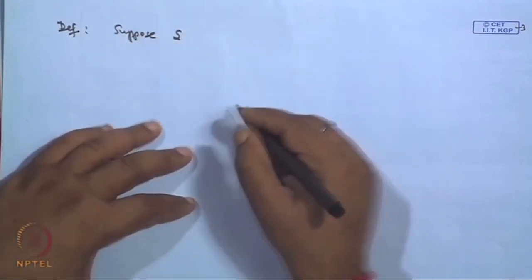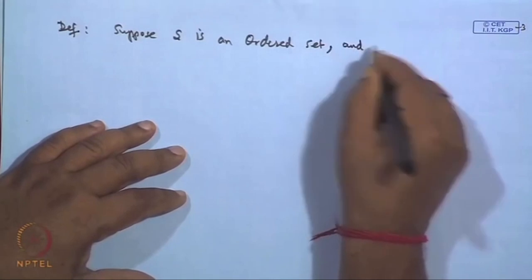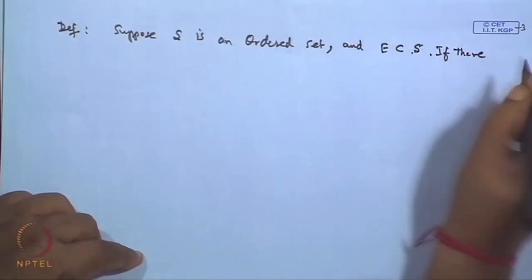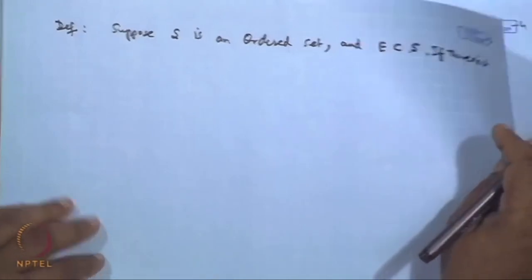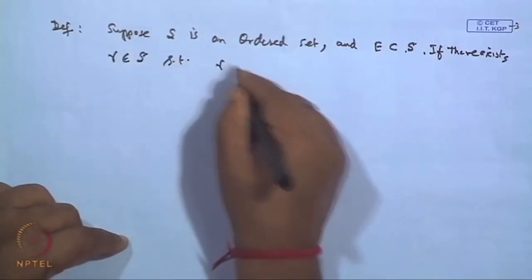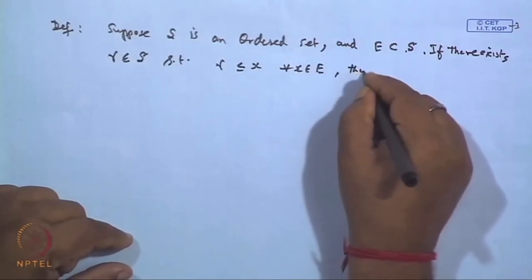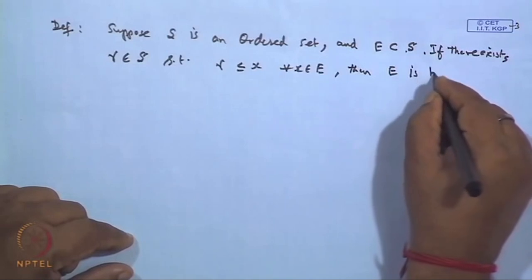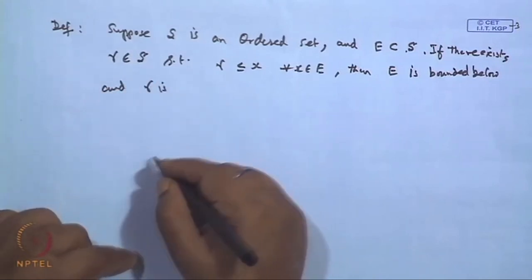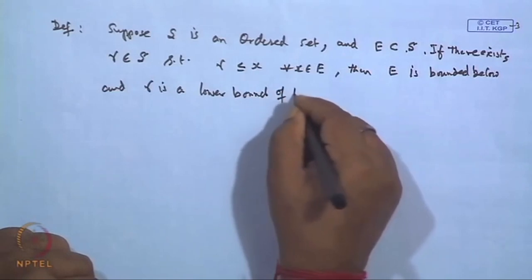Suppose S is an ordered set and E is a non-empty subset of S. If there exists a number, say gamma, belonging to S such that gamma is less than or equal to x for every x belonging to E, then we say E is bounded below and gamma is a lower bound of E.